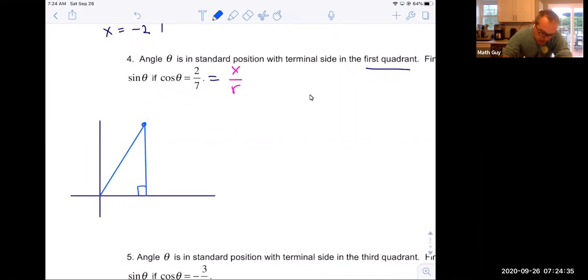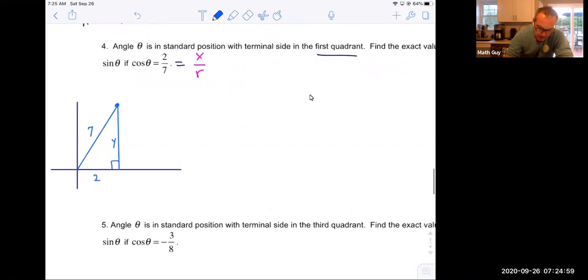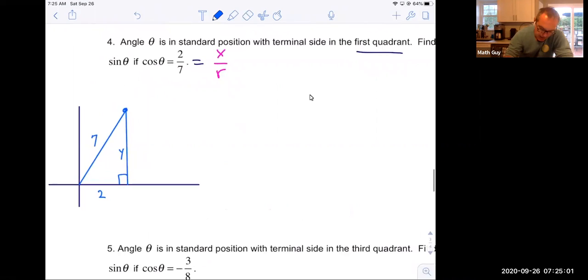My x coordinate is 2, right there. My radius is 7. So this time I have the hypotenuse of my triangle, right? And of course, what's one of the only things you learned in geometry? You did the Pythagorean Theorem like forever, right? So what do I want to find? I want to find this y coordinate. How can I do it? Do the Pythagorean Theorem. So do this on the side of your paper somewhere. Hey, I'll do it right here.